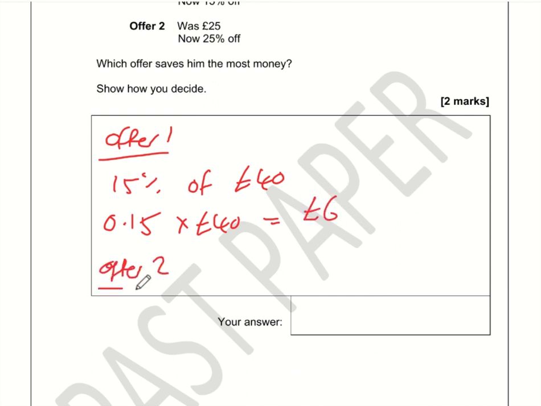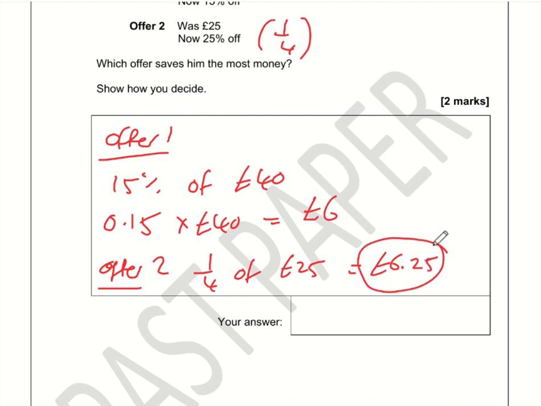Offer 2 is 25% off, which is 1/4 off. So what is 1/4 of £25? Well, that's 25 divided by 4, and that comes to £6.25. So this £6.25 is bigger than £6, so offer 2 saves the most money.